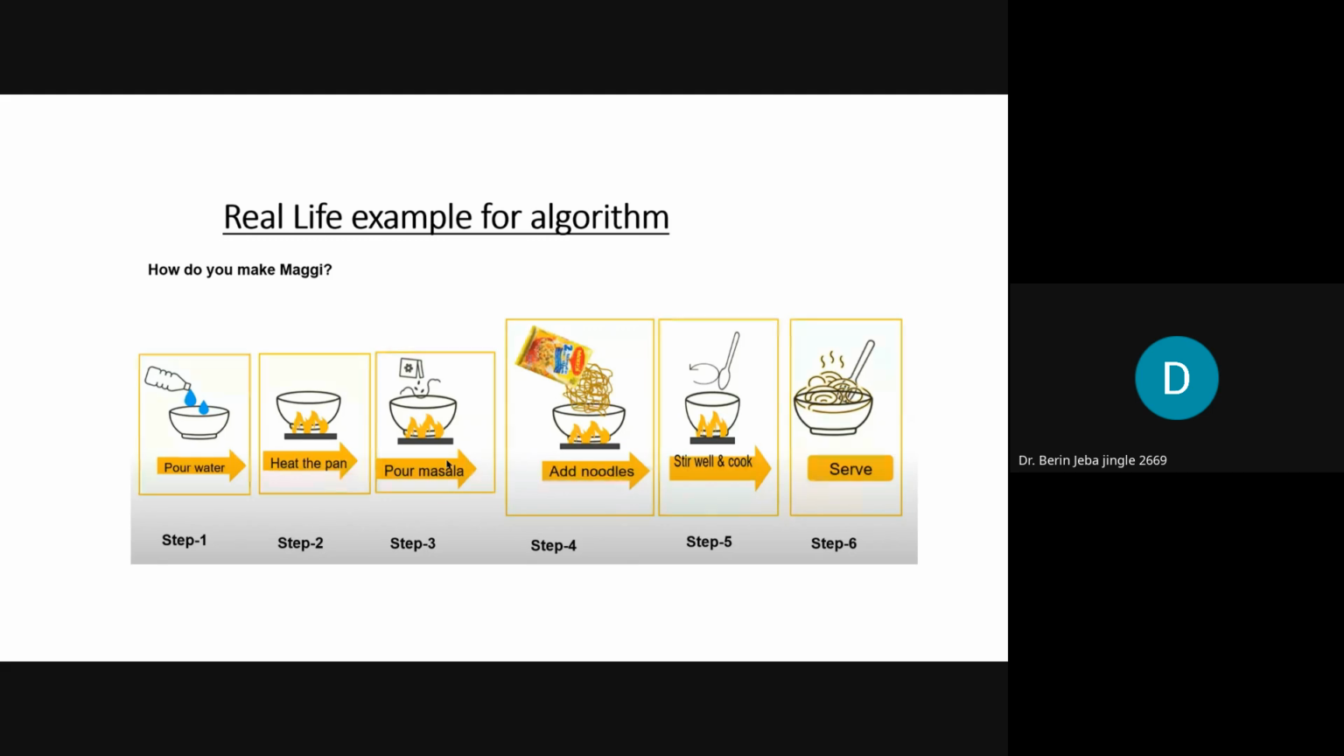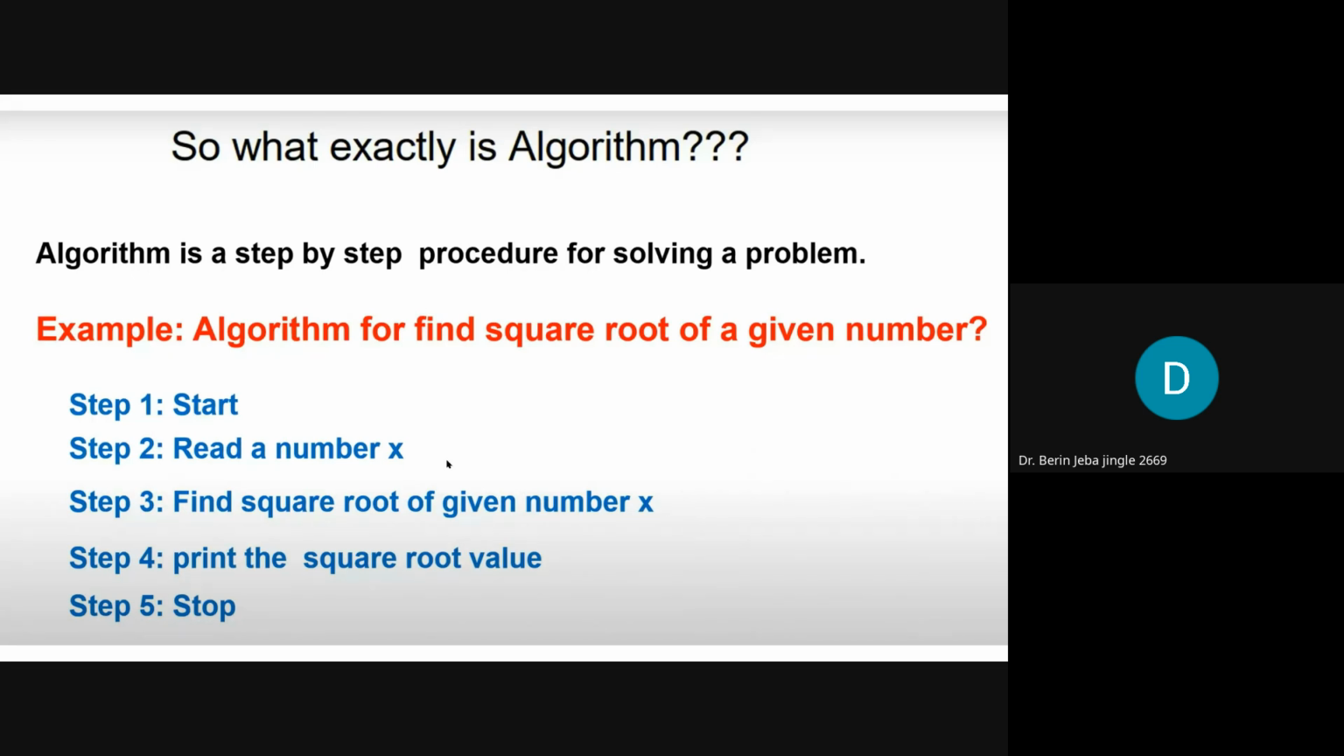Again, I already told you, an algorithm is a step-by-step process. Step 1, pour water. Step 2, heat the pan. So it is a step-by-step process for getting an output. What is your output? You have to get a cooked, tasty Maggi. So these are the steps and procedures you will be following. Likewise, an algorithm is a step-by-step procedure for solving a problem.